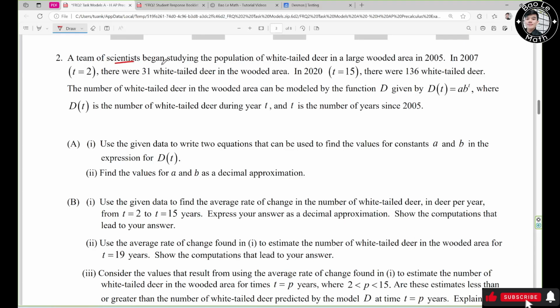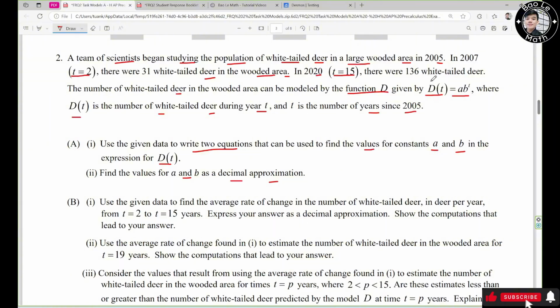A team of scientists began studying the population of the white-tailed deer in a large wooded area in 2005. In 2007, which means t equals 2, there were 31 white-tailed deer in the wooded area. In 2020, which means t equals 15, there were 136 white-tailed deer. The number of white-tailed deer in the wooded area can be modeled by the function d, given by d(t) equals a times b raised to the t, where d(t) is the number of white-tailed deer during year t, and t is the number of years since 2005. Now, use the given data to write two equations that can be used to find the values for the constants a and b in the expression for d(t), and then find the values for a and b as decimal approximations.